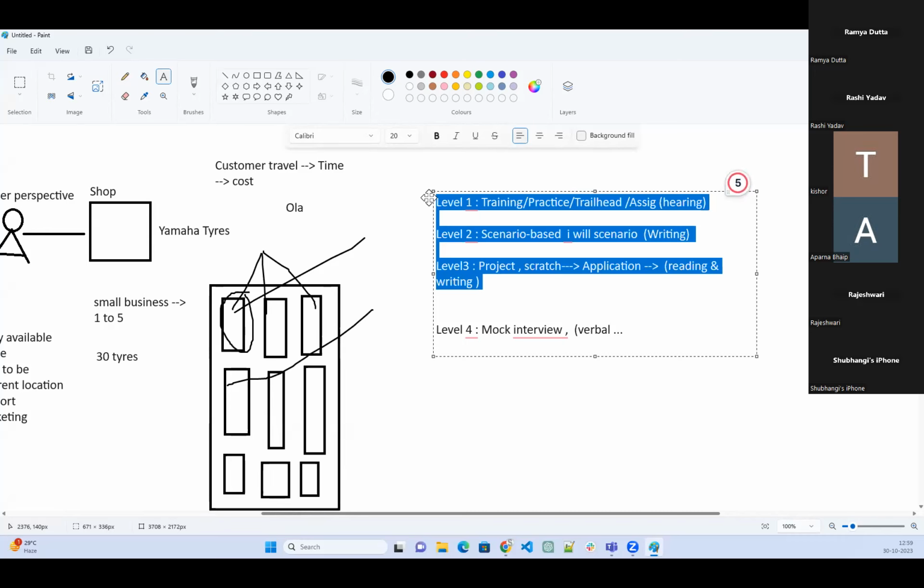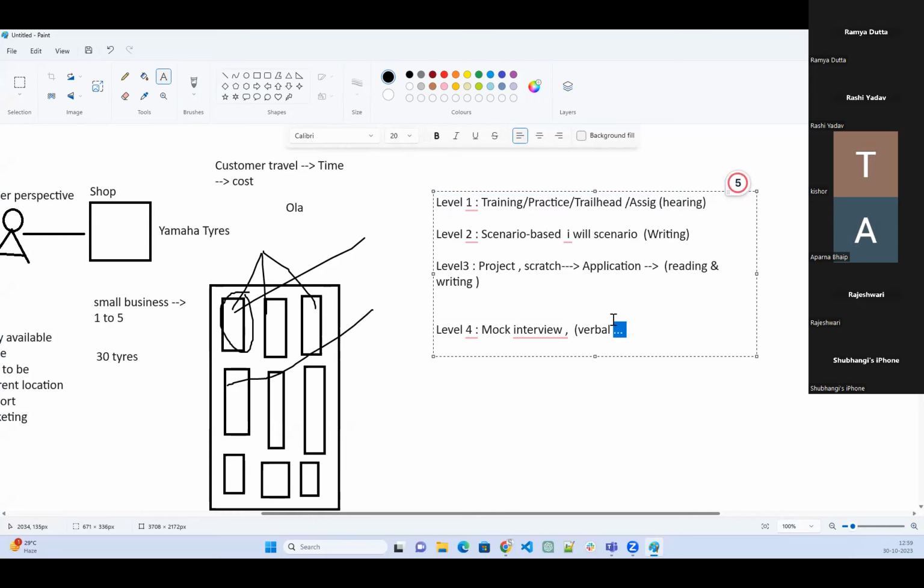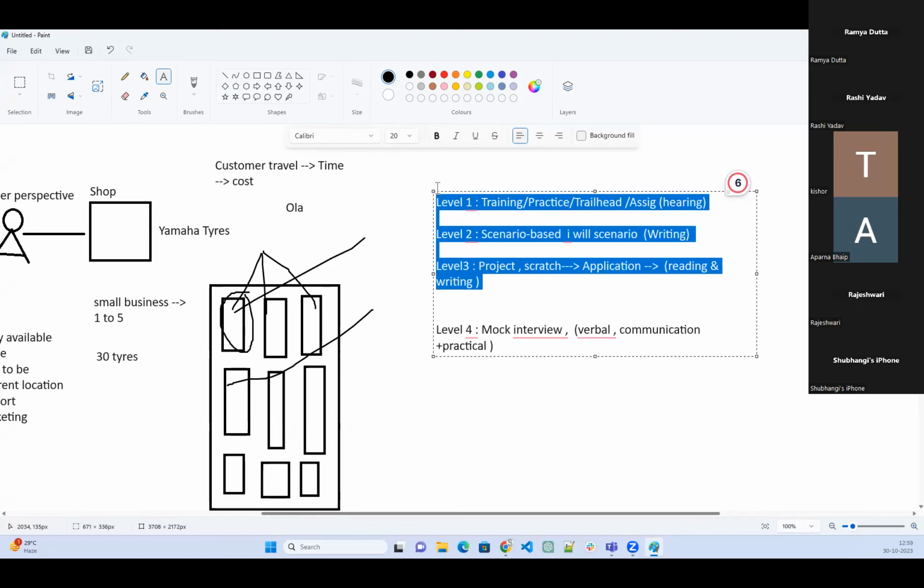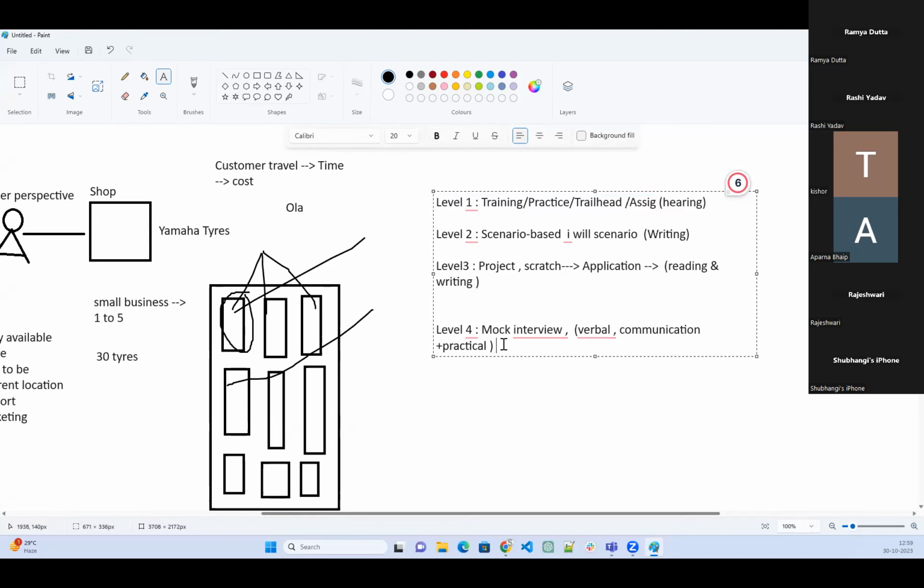So far, we have seen your practical. Till now, it is practical. But when you go for an interview, they will see your communication and your practical. Both will be there. Are you able to answer the same question verbally or not? Or are you able to answer the same question by writing the code? So these two things are there. Till level 3, it is all about your practice. And level 4 is where we are going to check your communication, and then we will give some assignments. Mock interview is where we will also be giving the assignments.